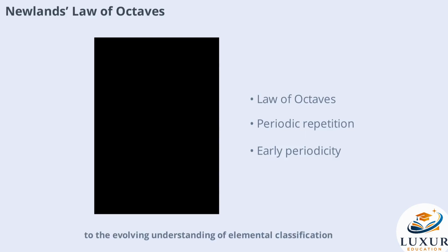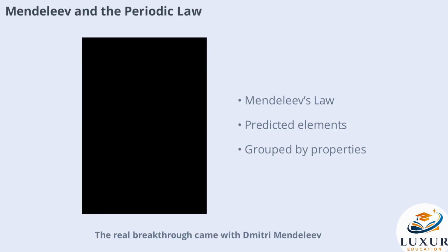The real breakthrough came with Dmitri Mendeleev, who arranged elements in increasing order of atomic weights and grouped those with similar properties together. Mendeleev's periodic law stated that the properties of elements are a periodic function of their atomic weights. He even left gaps for undiscovered elements, predicting their properties with remarkable accuracy. This boldness and success made Mendeleev's periodic table famous and laid the foundation for the modern table.